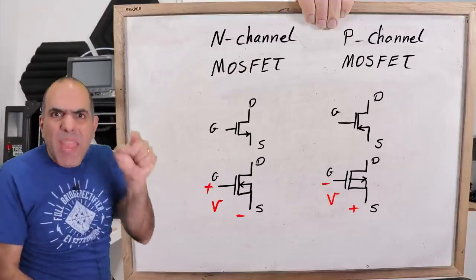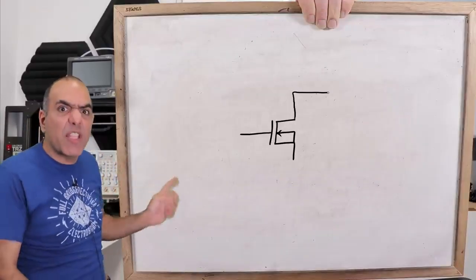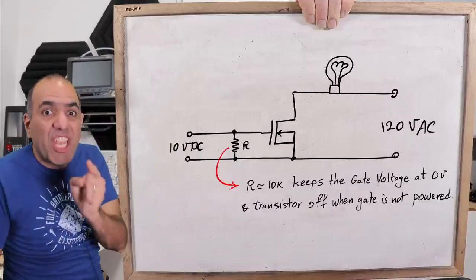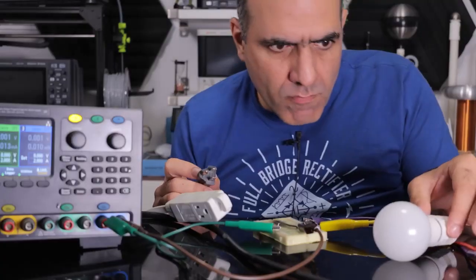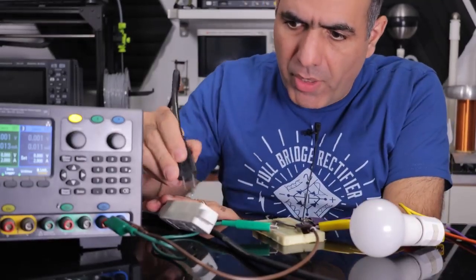Okay, let's make something. A simple switch. I use an N channel MOSFET to turn on a light bulb on 120 volts AC, connecting the gate to a 10 volt DC. All is connected, right? So there we are.